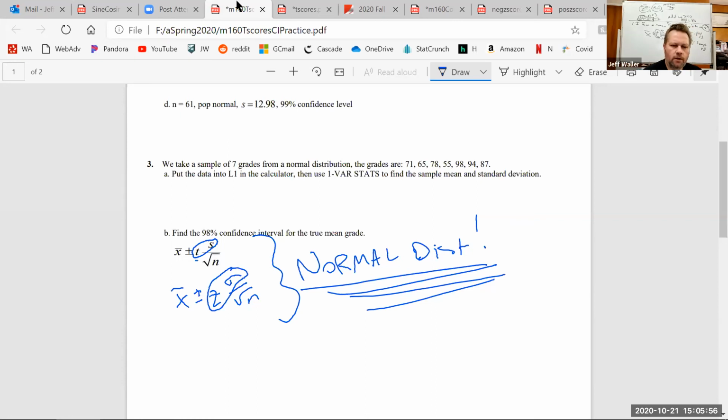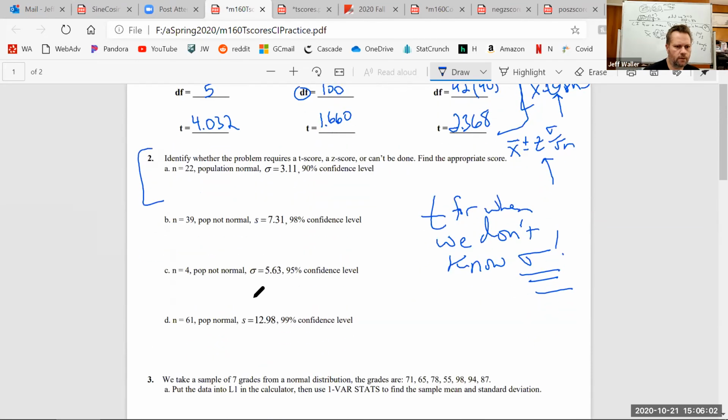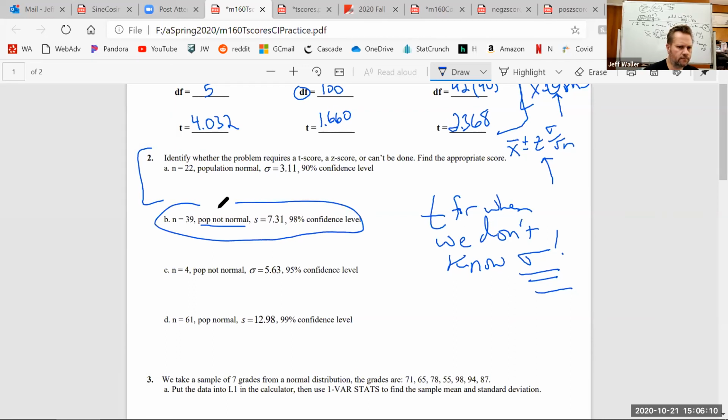One of those problems says not normal. Are we going to get into that next week? Yeah, for example, this one, why is this one okay? What saves this guy? N is greater than 30. And this one, is it saved? No. So this is the one problem in these four that we would not be able to do. You could not do this problem. Even though I know sigma, so Z is waiting to be used, it's not normal, and the N isn't big enough.